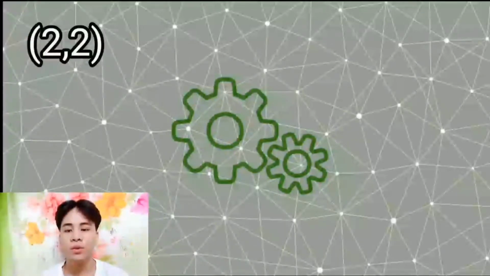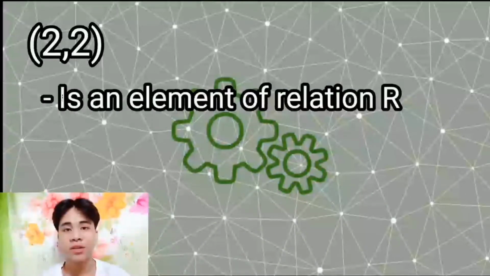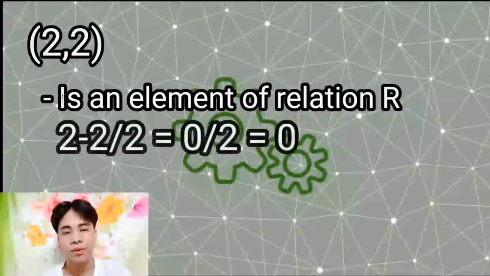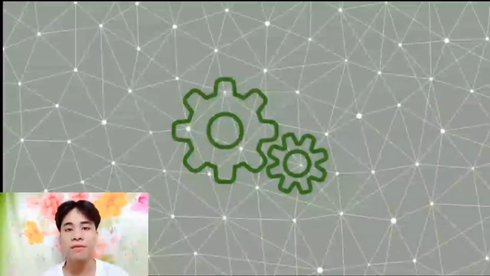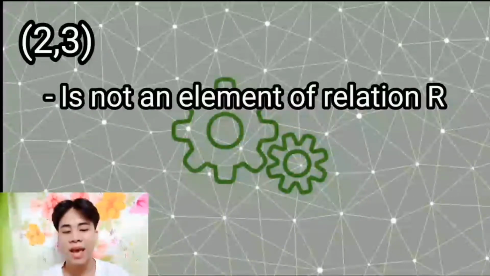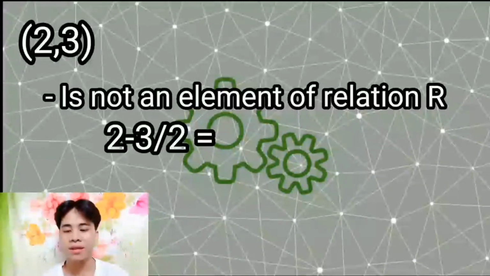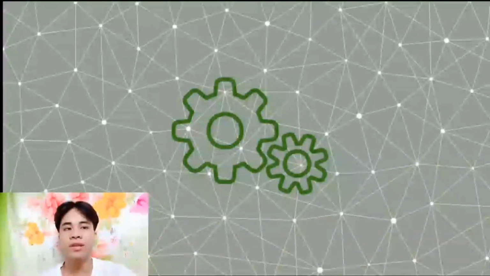Next is the (2, 2). (2, 2) is an element of relation R. Why? Because if we substitute it in the given statement, ang lalabas ay 0. And again, 0 is an integer. So therefore, (2, 2) is an element of relation R. Last is (2, 3). So (2, 3) is not an element of relation R because if we substitute it in the given statement, negative 1/2 ang lalabas. So again, fraction siya. So, negative 1/2 is not an integer. So, yung (2, 3) is not an element of relation R.